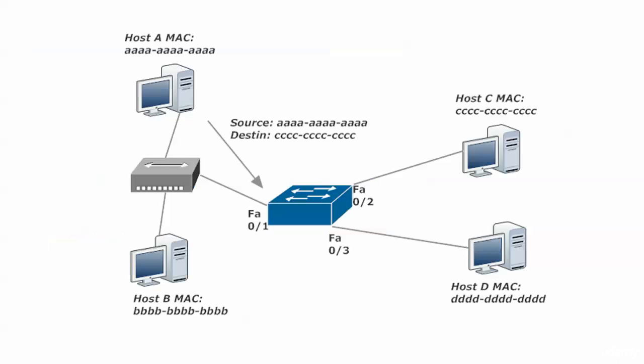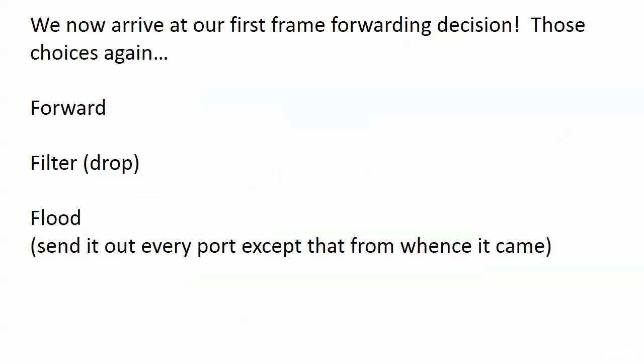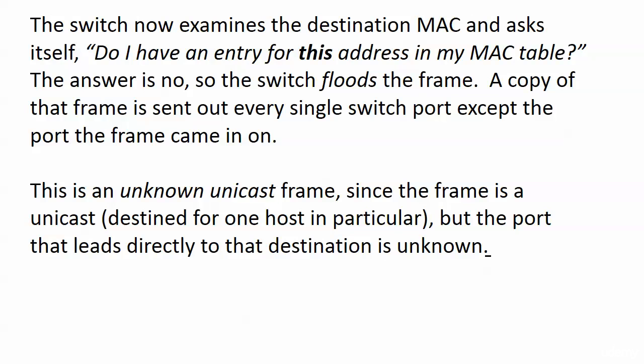So now, let me go back a bit. The destination is host C's address. And the switch has to make a decision, what do I do with this frame with the destination of host C? And those choices again: forward it, filter it, which means to drop it, or to flood it, which is to send it out every port except that from whence it came. Well, when this decision comes up, the switch now looks at the destination MAC address and says to itself, do I have an entry for this address in my MAC table? And the answer still here is no. So the switch in this case would flood the frame.